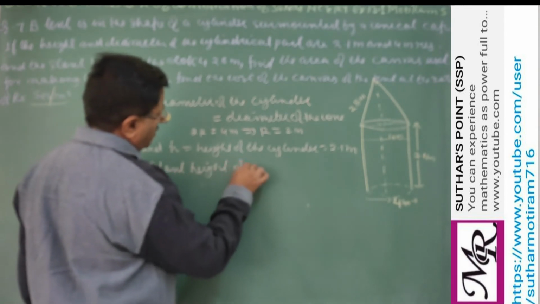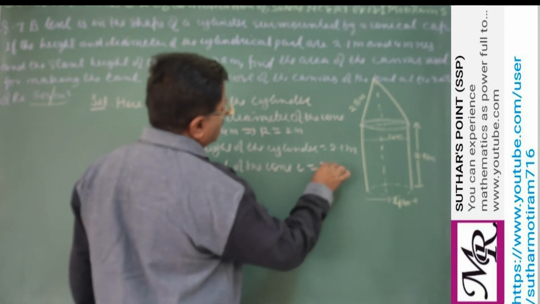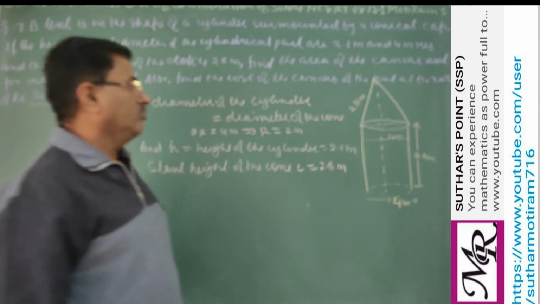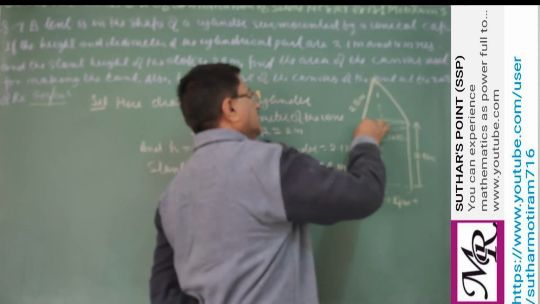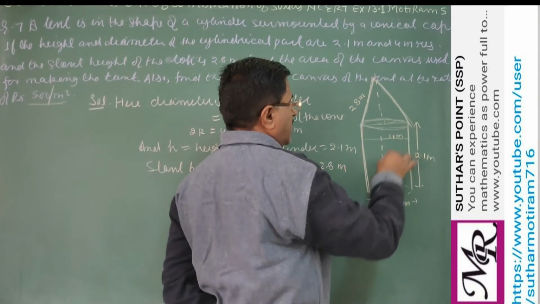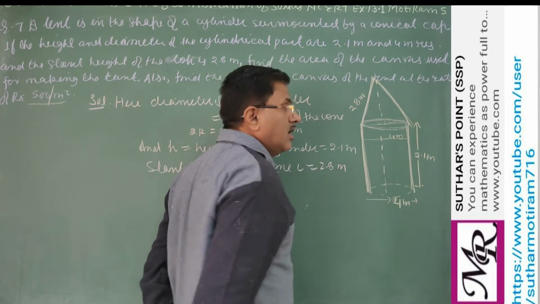The slant height of the cone, that is l equal to 2.8 meter. These dimensions all are given. Now here, where we are using canvas, in this, that is the curved surface area of the cone. Here we are also using the curved surface area of the cylinder.